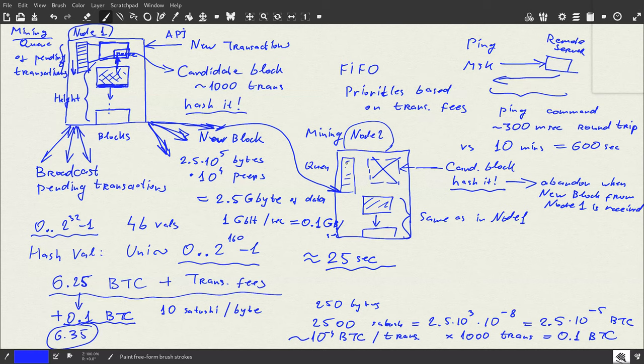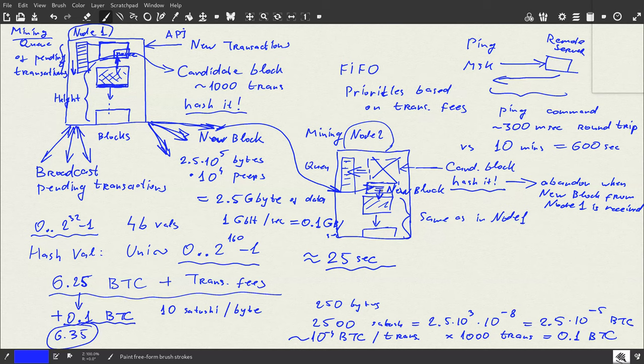Does it mean that all transactions which were put into the candidate block from the queue are unsuccessful? Yes and no. For the moment, yes, they are assumed to be unsuccessful, and they are put back into the queue because the candidate block didn't succeed for node two. But then node two puts this new block received from node one on top of the blockchain. So that's the new block. And now it starts examining this block.